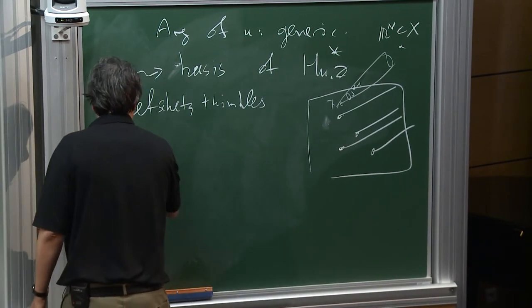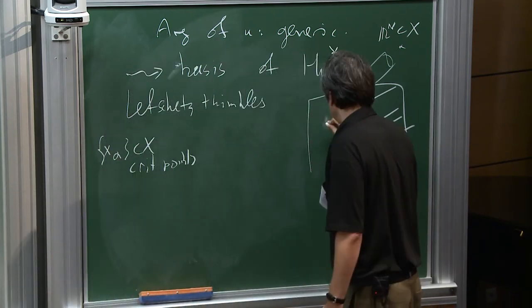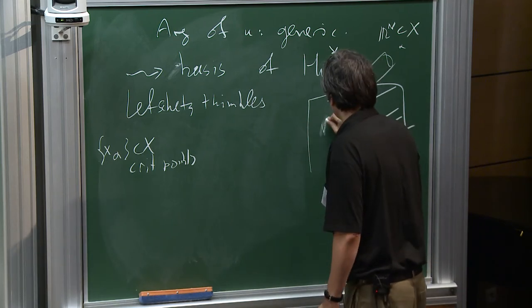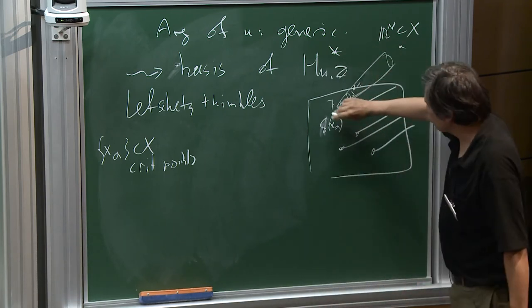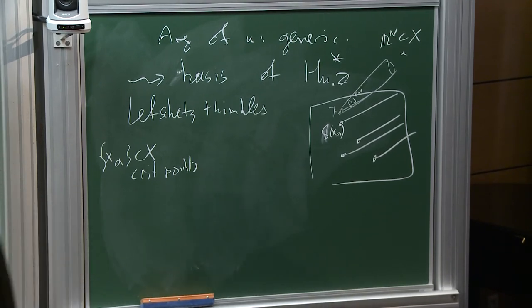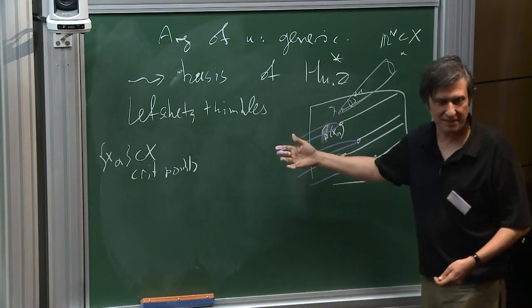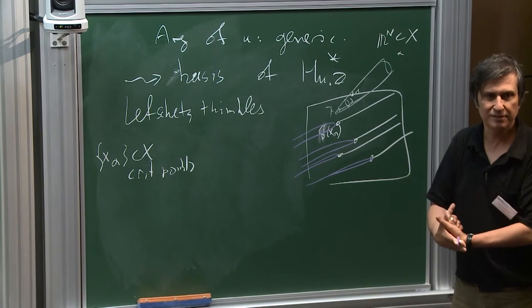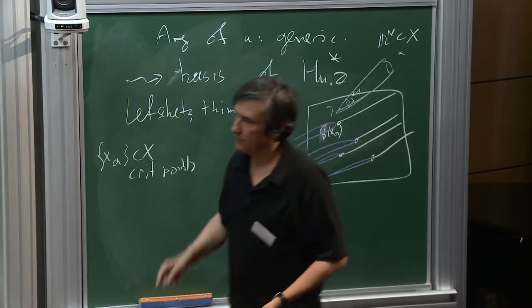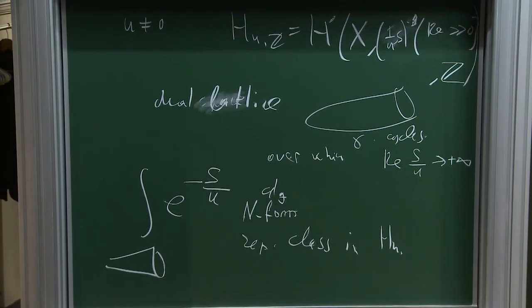If x_alpha are the critical points, you get S of x_alpha, and for each critical point you get this Lefschetz thimble, so it gets a convergent integral. Then if you change direction, the argument of your u goes to minus u, you just get the Lefschetz dual cycle going in the opposite direction. It is easy to see that it's covariantly constant, and you get duality. It's just the Poincaré pairing between the homology of the fiber over u and the fiber over minus u. So that's the scientific way to formulate this integral over Lefschetz thimbles.